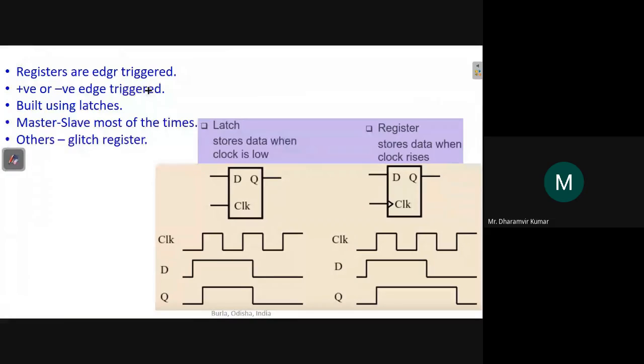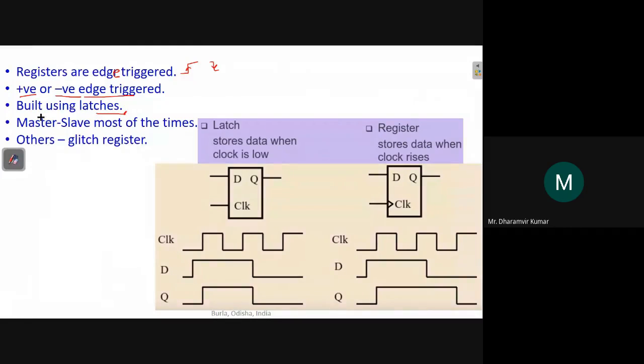Now, registers are edge triggered. Registers are edge triggered. So they capture the data only at rising edge or at falling edge. So we can have a positive or negative edge triggered register, right? And they are built using latches. Latches are used for building the registers.